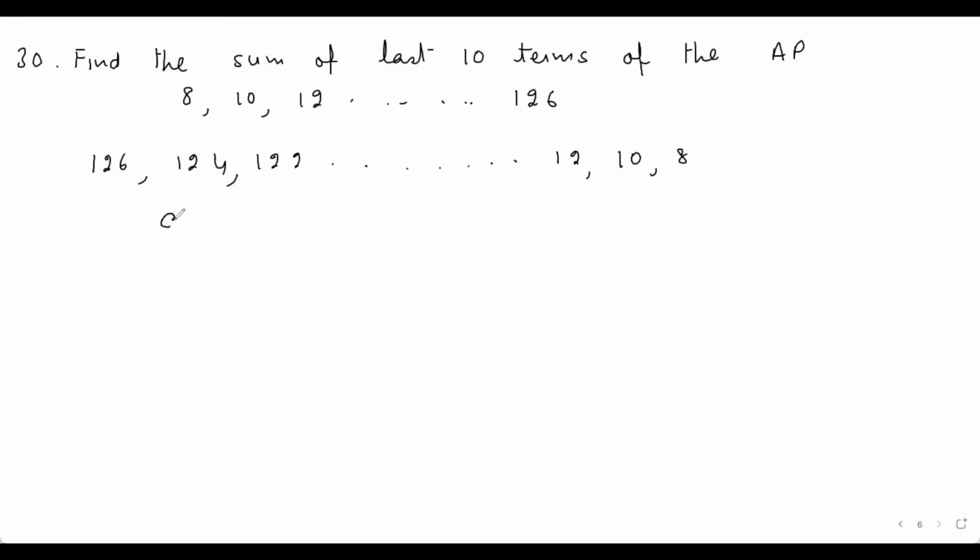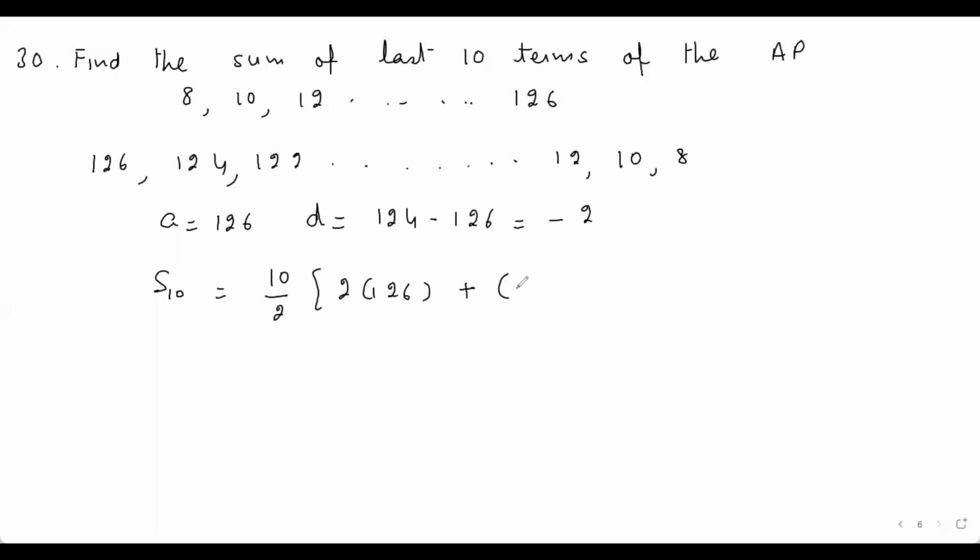So here a is equal to 126 and d is equal to 124 minus 126, that is minus 2. You have to find S10, that is equal to 10 by 2, 2a, value of a is 126 plus 10 minus 1, d is minus 2. Sn is equal to n by 2, 2a plus n minus 1 d. This is the formula for Sn.